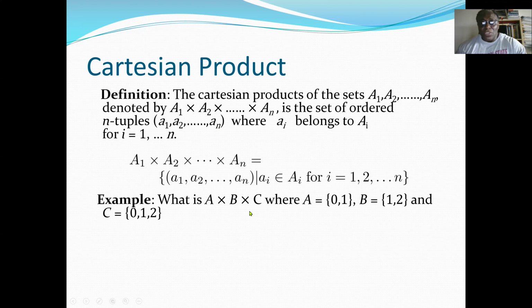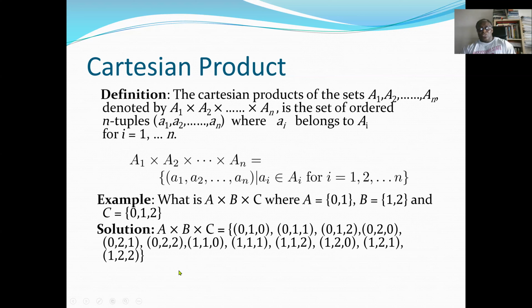So an example is given here: A times B times C. We have three sets. A is {0, 1}, B is {1, 2}, and C is {0, 1, 2}. What we do is take the first set, multiply by the second, then multiply by the third. So we can see how it looks now.